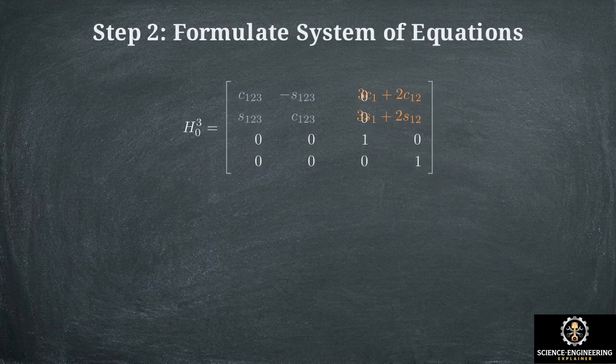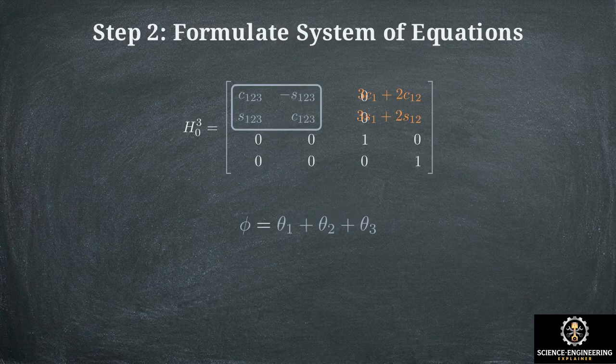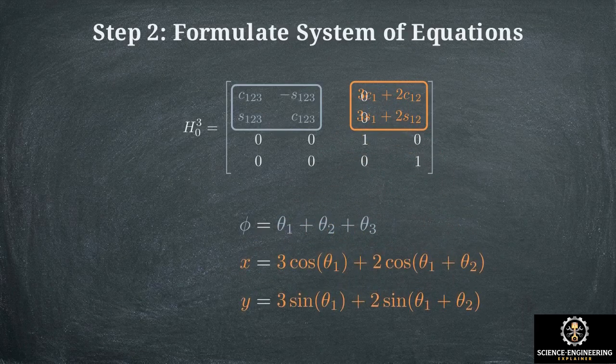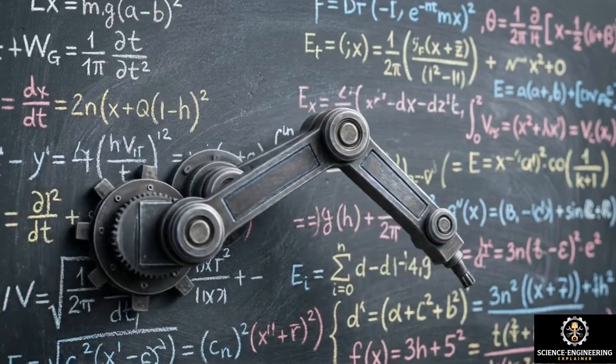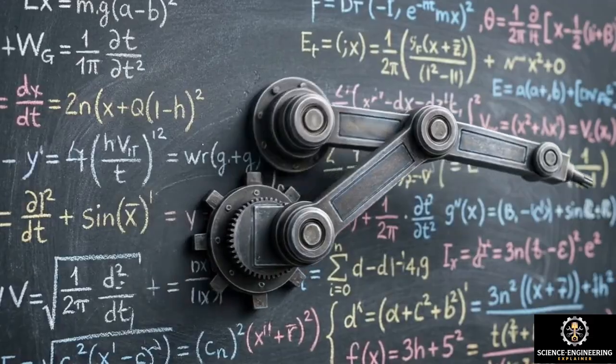For step 2, we formulate a system of equations by extracting specific variables directly out of this combined matrix. First, the matrix's rotational elements represent the end effector's overall orientation, the sum of theta 1, 2, and 3. Next, the final column's translation terms dictate Cartesian x and y locations, giving 2 distinct positional expressions. We set these extracted terms equal to our target variables, an x of 3, a y of 1, and an orientation of -90 degrees.